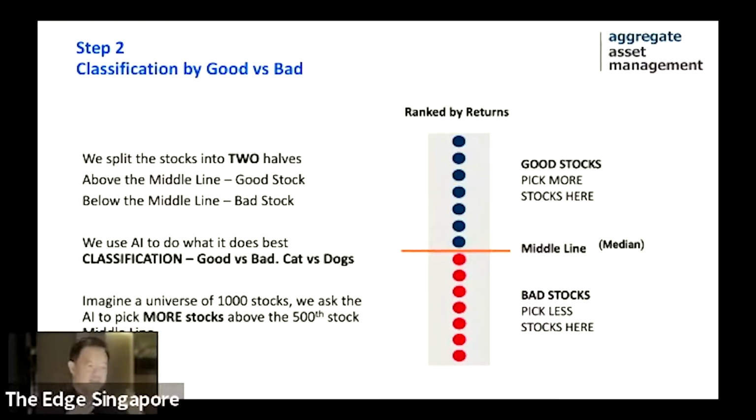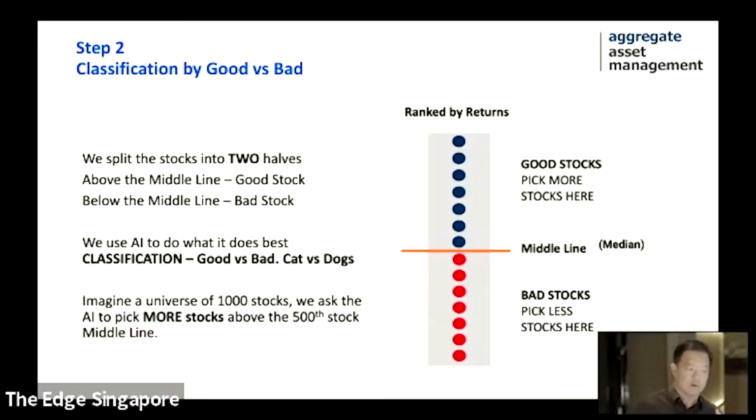Step number 2 is we classify the stocks, right, by good versus bad, cat versus dog, remember? So we split a stock universe, say 1,000 stocks, into 2 halves, right? So the first half is the 500 stocks, we call them good stocks. We ask the machine learning to pick more here. And below the line, we draw a horizontal line, we call it the median or middle line. Below, we call them bad stocks, and we ask the machine learning, please pick fewer stocks here. So basically, we have converted a complex problem into something very simple, a classification, cats and dogs. I need you to hold that thought.